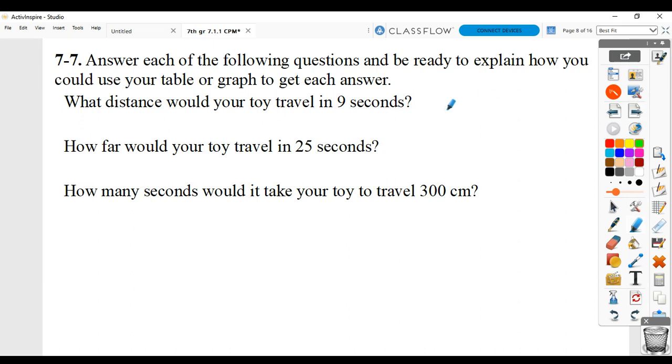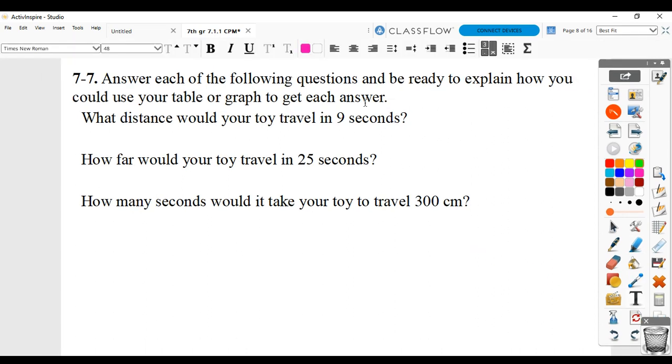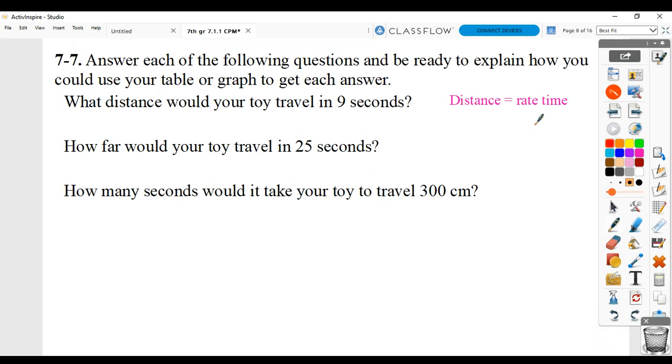So now what they want us to do is to answer questions based on what they've given us. What distance would our toy travel in 9 seconds? How far would it travel in 25 seconds? How many seconds would it take your toy to travel 300 centimeters? Even though you could use a table or a graph, the most precise way to get this information is to use an equation or a formula. And we know the distance equals the rate or speed times the time. And again, I'll put a raised dot in for multiplication.